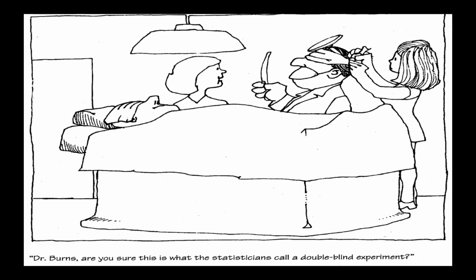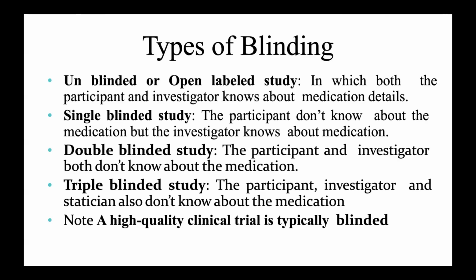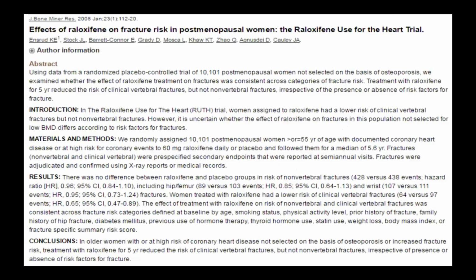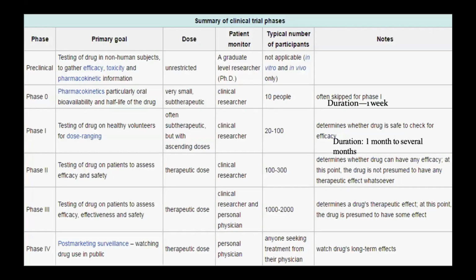This picture is showing blinding. There are three people: one is the patient, another is the investigator, and another is the scientist. This is one of the examples; if you go on Google, there are so many studies which are double-blinded, randomized studies. So in randomization, there are certain phases: phase 1, phase 2, phase 3. You have to understand about these phases.